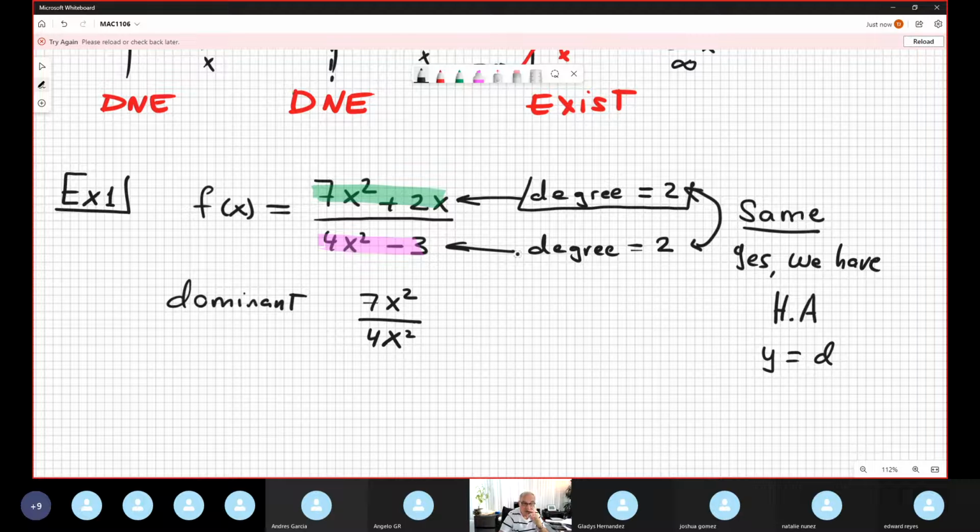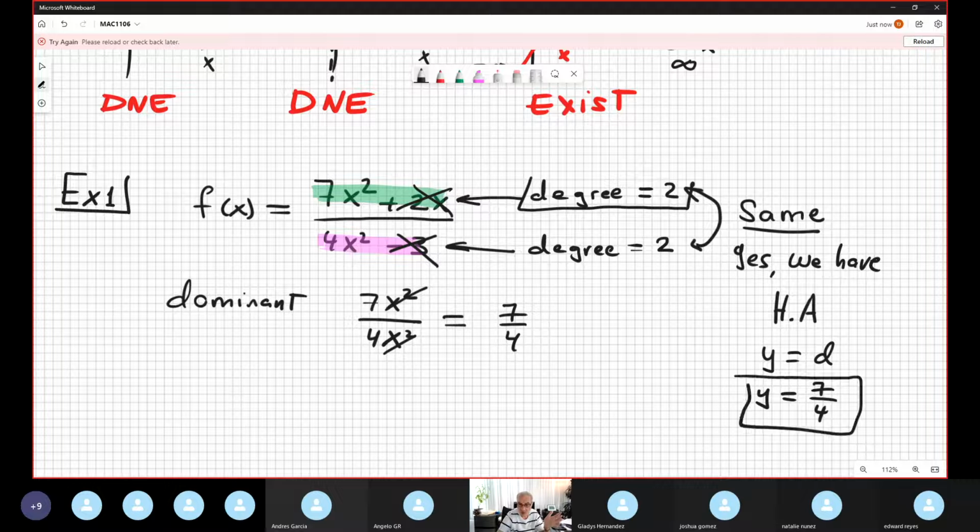Now you completely delete, ignore, this negligible term, bam, bam, and this one. Do you understand this or not? Yes. And now, see, the degree is the same. We can simplify again: 7 over 4. And this is our D. So basically, I discover that yes, we have a horizontal asymptote at the line y equals 7 over 4. Boom. Finalize. Well, for a moment, finalize.